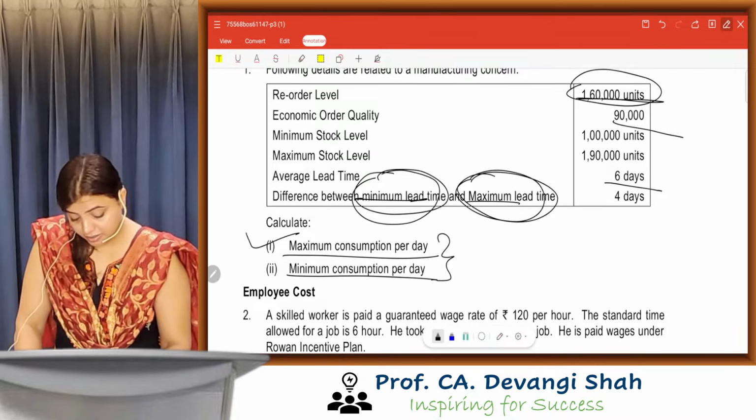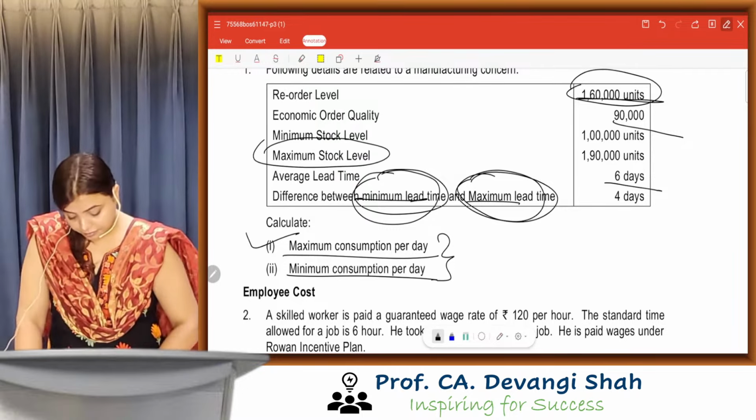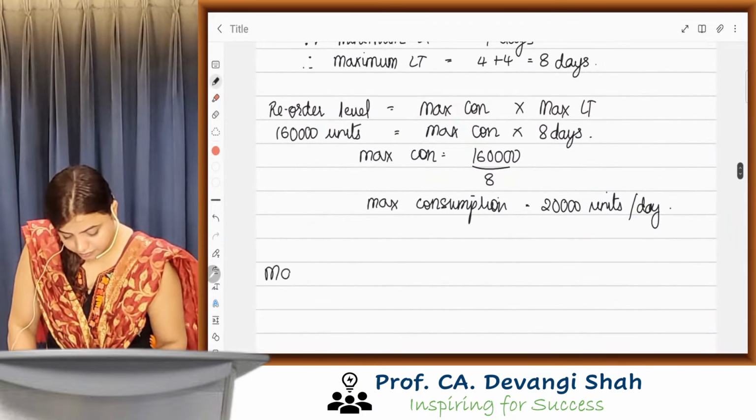We'll take maximum stock level formula. What is the formula for maximum stock level?